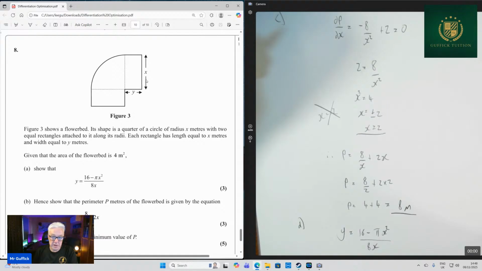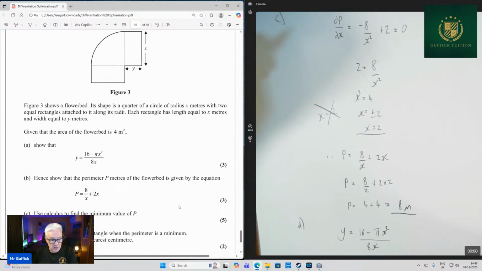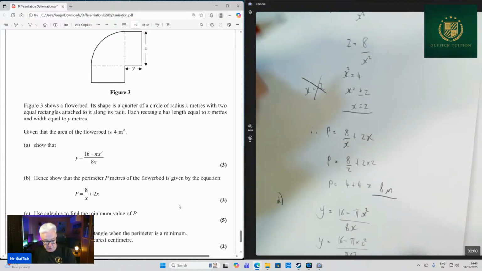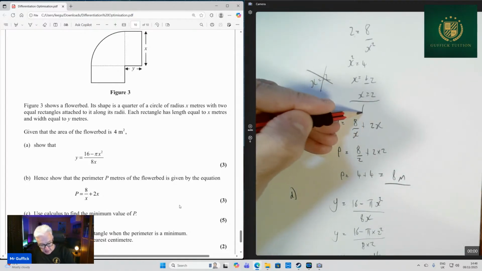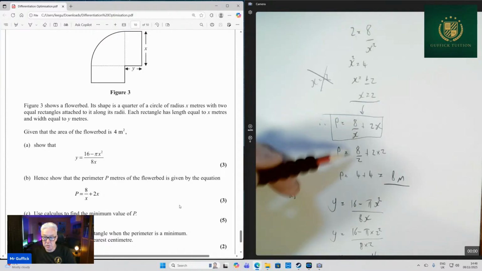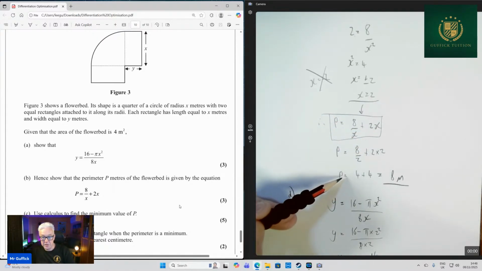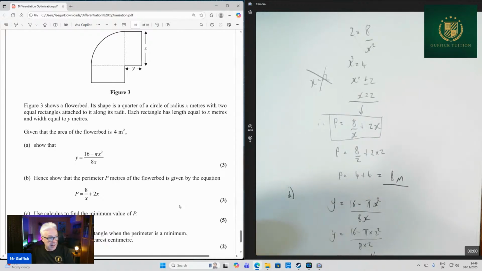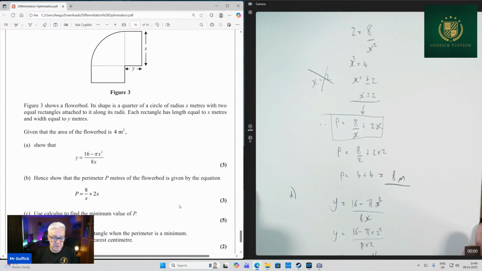So it doesn't have any meaning. So we can ignore the minus. So for part B, we found that the value, for part C, we found that the value of x where it occurs is 2. But what they want us to do is to find the minimum value of the perimeter. So we found it happens when x is 2. So we now sub that 2 into our perimeter equation. Okay, so we get 8 over 2 plus 2 times 2, which gives us the perimeter is 4 add 4, so 8 meters. And I think that's a really nice 5 marks for part C.